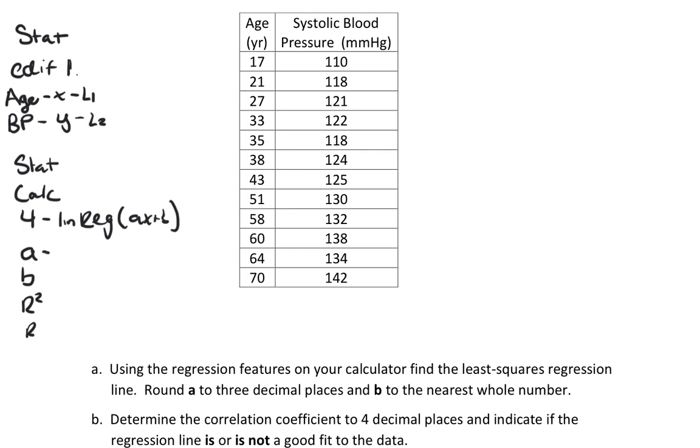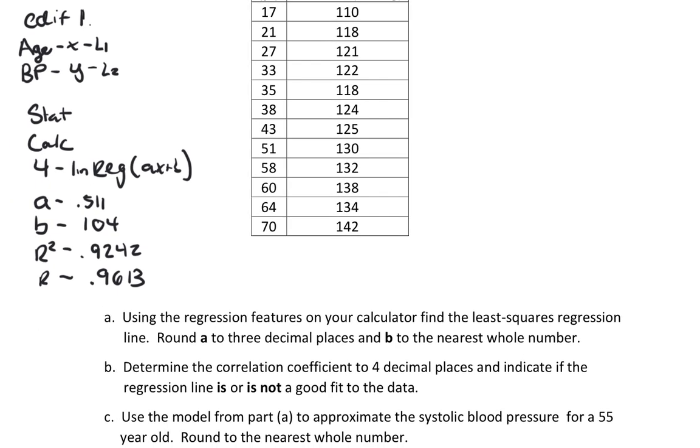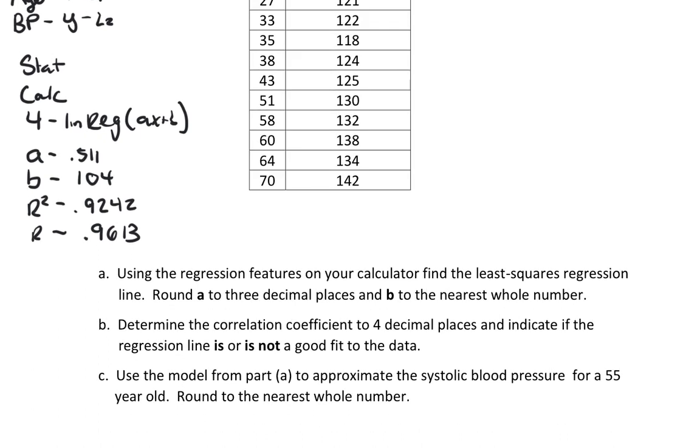And for this, I get 0.511, and the B, I get 104. The R squared, I get 0.9242, and for the R, I get 0.9613. So, for part A, these are the answers. Those are our A's and B's. And for B, this is our correlation coefficient.